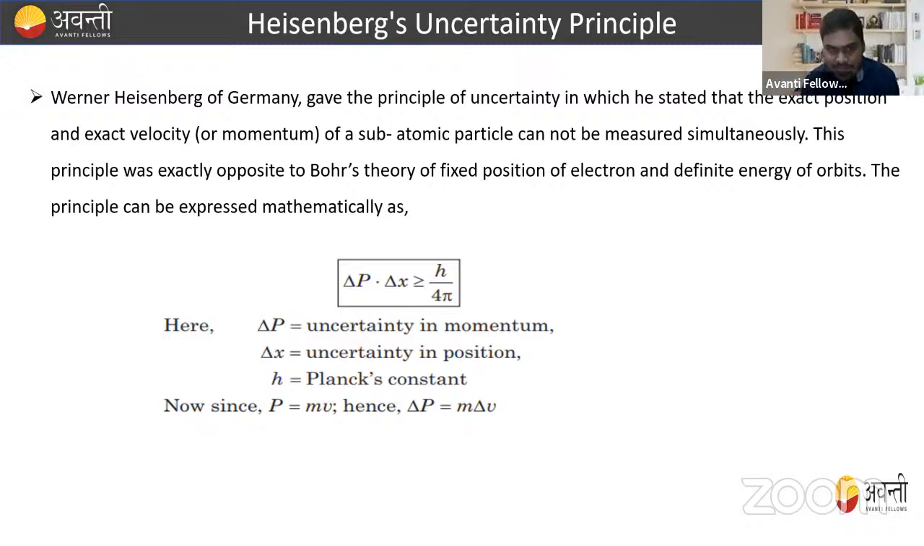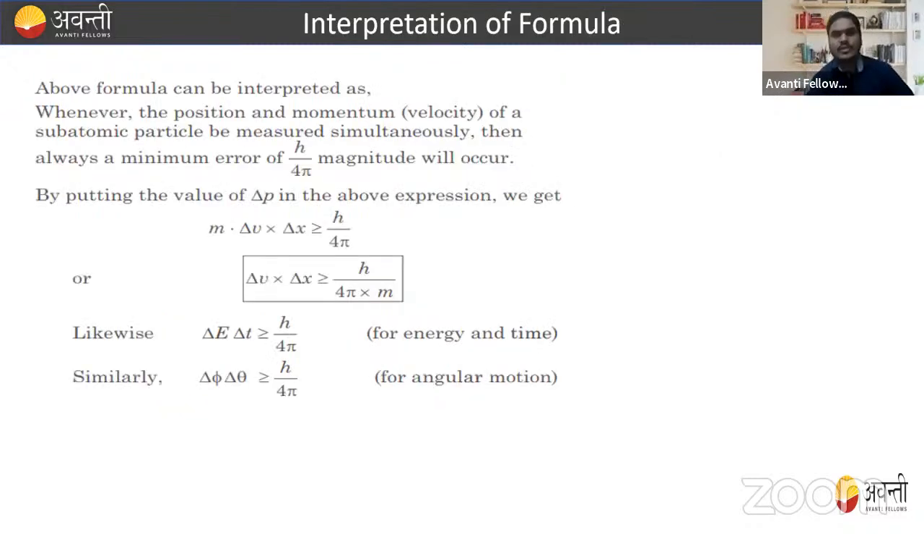This principle was exactly opposite to the Bohr theory of the fixed position of electron and definite energy of the orbit. This principle can be expressed mathematically as delta P delta X is always greater than or equal to h upon 4 pi. It means when you calculate delta P into delta X, there is always a chance of error which is equal to h upon 4 pi or greater than h upon 4 pi. So it is impossible to measure both the position and the momentum of the particle at the same time, right? This statement was given by Heisenberg and is known as the Heisenberg uncertainty principle.